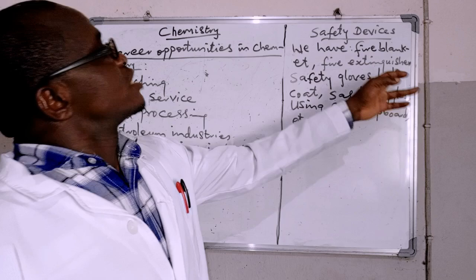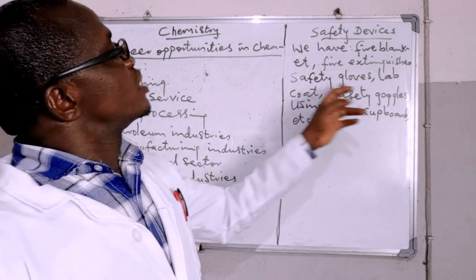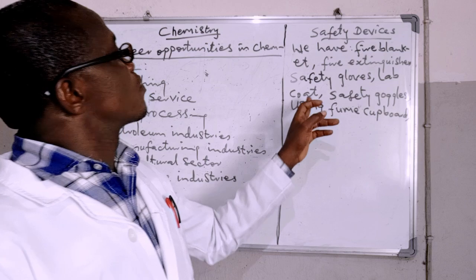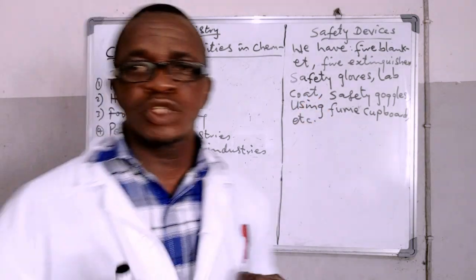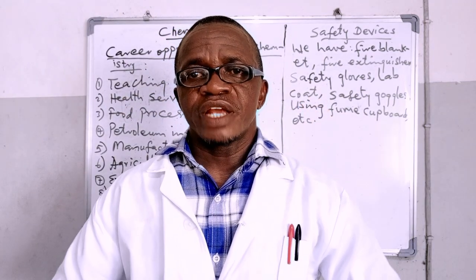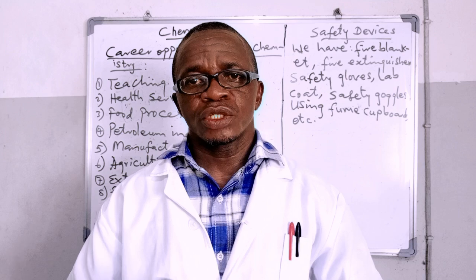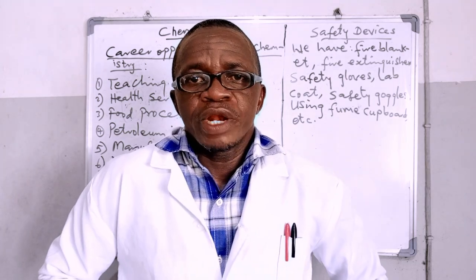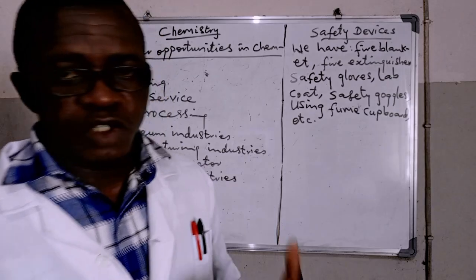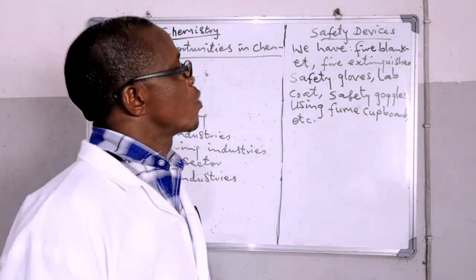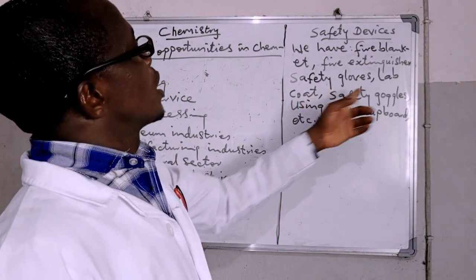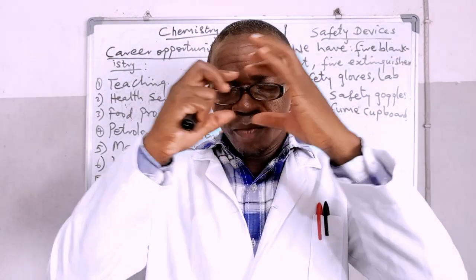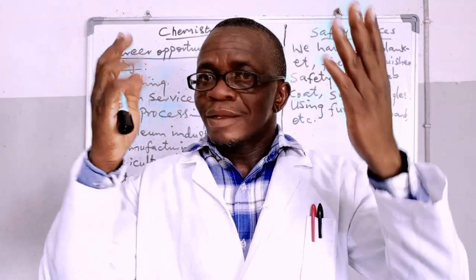We have fire extinguishers. We have safety gloves, what you wear in the hands. We have lab coats, like what I am putting on now. If there is spillage, it will not touch directly into my inner wear. It will rather pour on the lab coat and then save the material you are wearing inside. Then safety goggles. You wear something to protect your eyes.